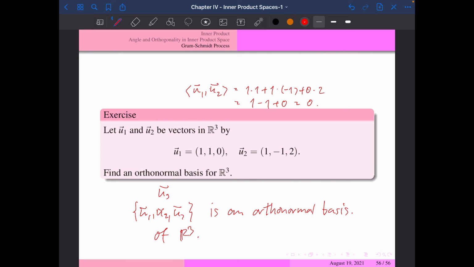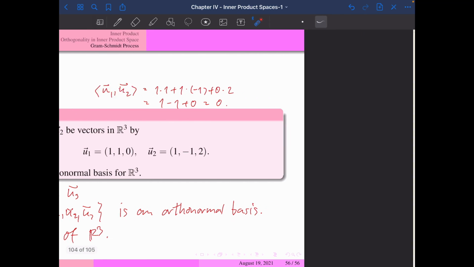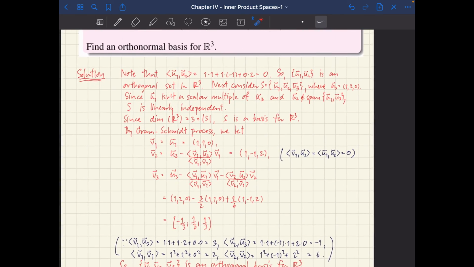Okay, we apply the Gram-Schmidt process for this one. So how to find this? Before we find this, we need to enlarge the set of u1 and u2 to be a basis for R3. Next, we will use the Gram-Schmidt process to change that basis to an orthogonal basis, and we normalize again to obtain an orthonormal basis. Okay, so this is our solution.